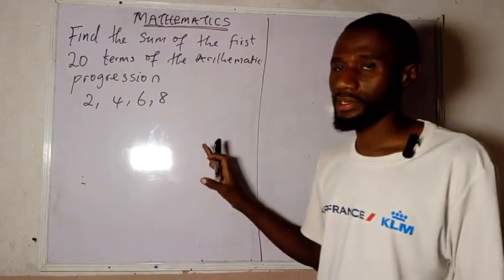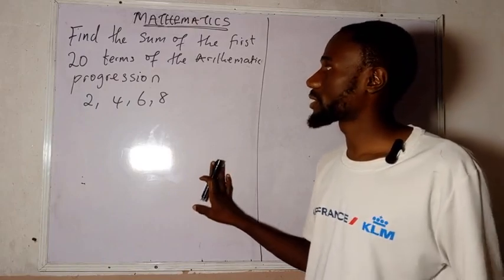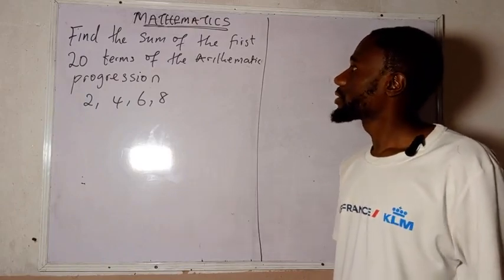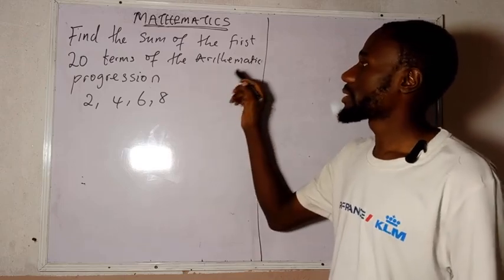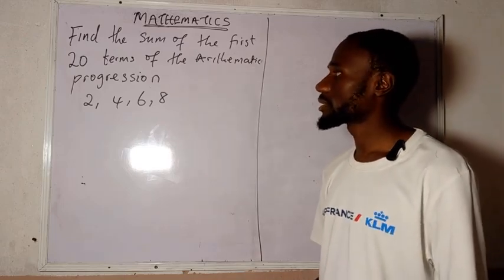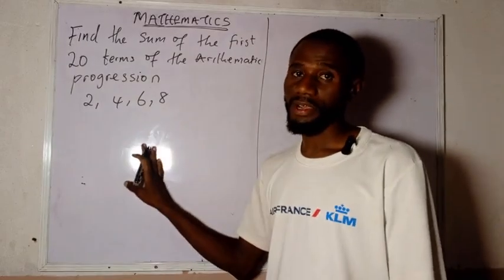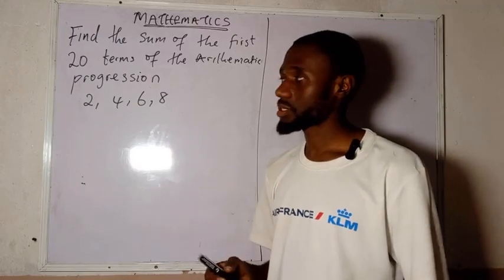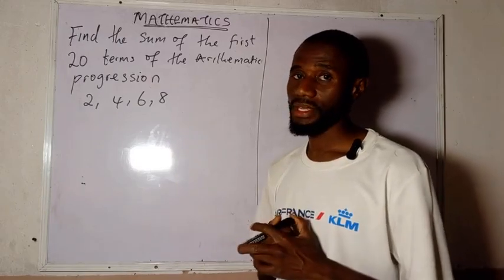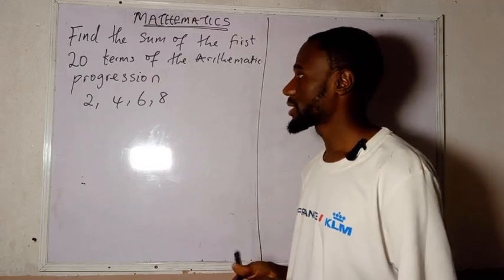In this video we are learning how to solve the arithmetic progression. The question says: find the sum of the first 20 terms of the arithmetic progression. This one is the sum of an arithmetic progression, not the AP. This is the sum of AP.